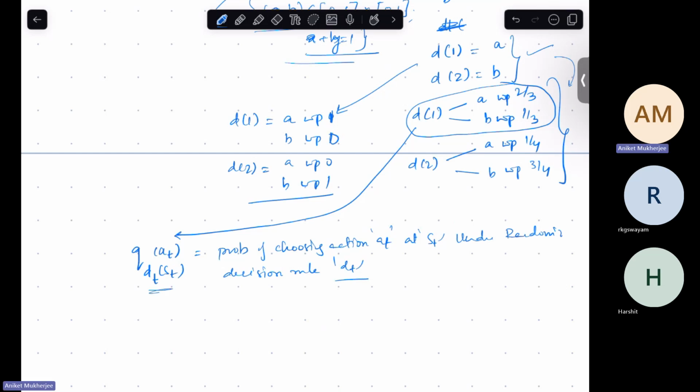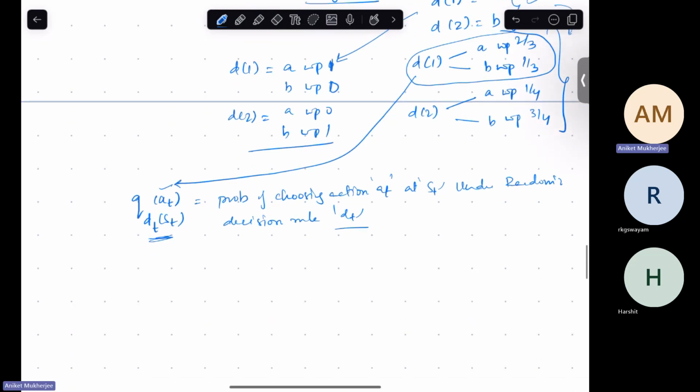If DT is a randomized decision rule, I'll denote it with Q. The subscript denotes the randomized decision rule that I'm following, and this is the probability that you choose action AT at ST. The constraints are that Q DT ST AT is greater than or equal to 0, and the summation over all actions of Q DT ST A is 1, because you have to take some action. You can't just skip all your actions.